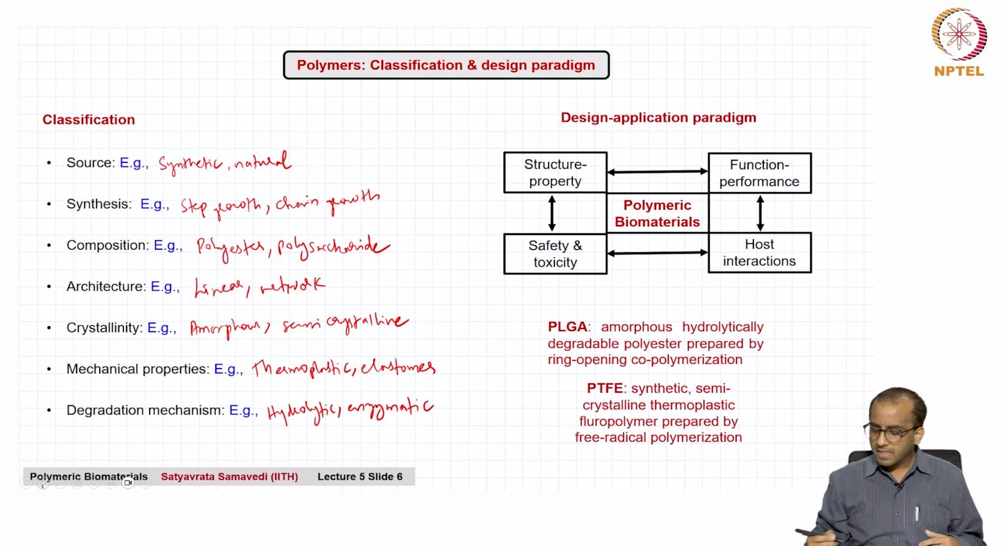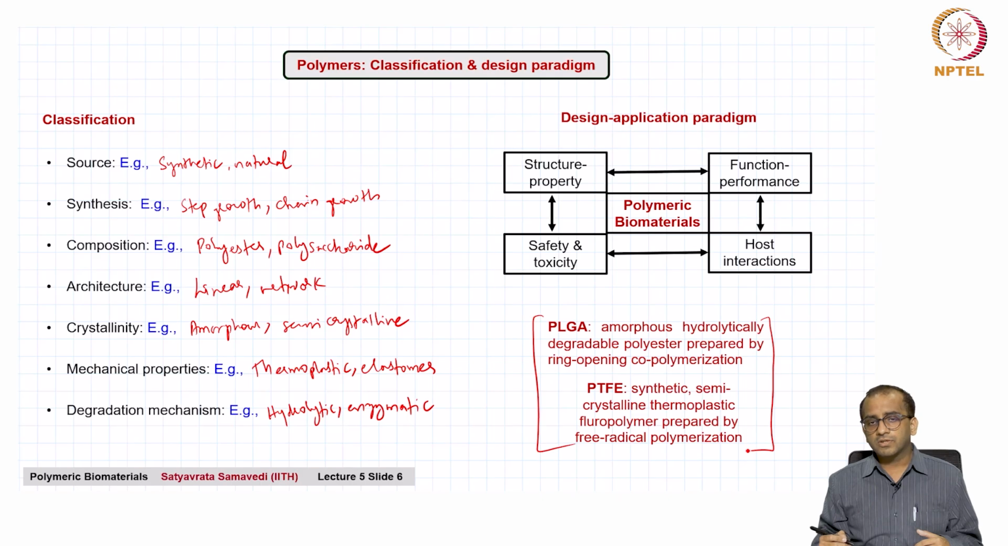And shown here are examples of two polymers where I have tried to highlight how the same polymer can be classified into different categories based on whether you are interested in source, composition, crystallinity, mechanical properties, etc. So, both of these are synthetic polymers, whereas PLGA is an amorphous and hydrolytically degradable polyester prepared by ring opening copolymerization.